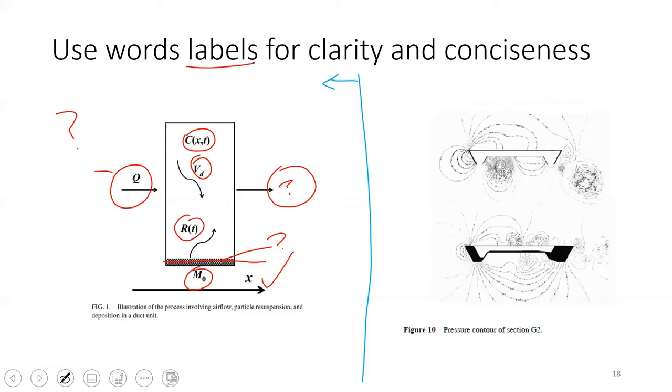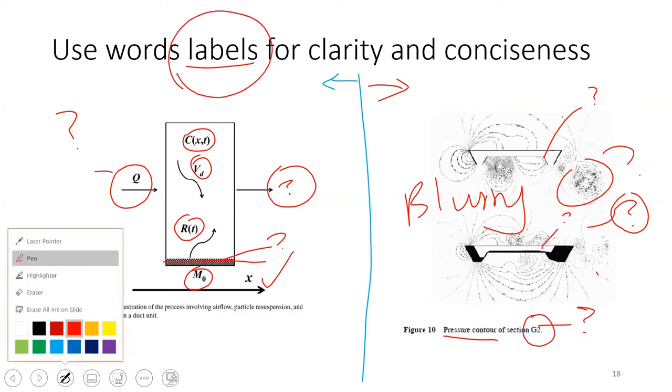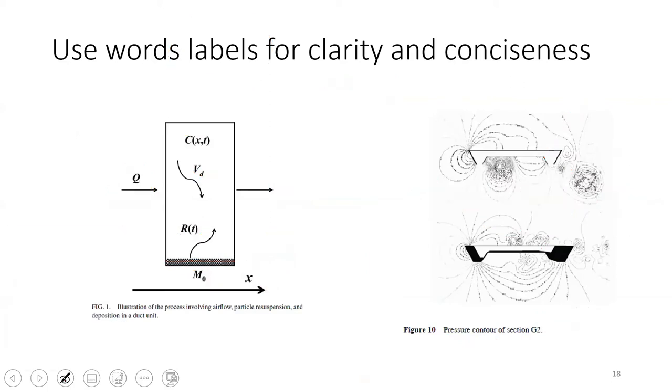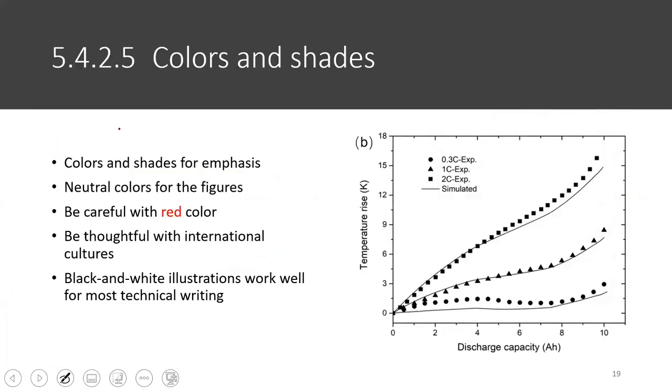Now let's look at the right one. For the whole figure, there's no label. What is this? The white one, what are all these things, right? What do they stand for? These are the label challenges. I'm going to highlight another one, erase all. In addition to label challenges, there is a mismatch between font sizes. This is the mismatch. Colors.